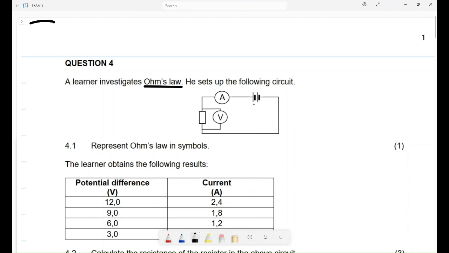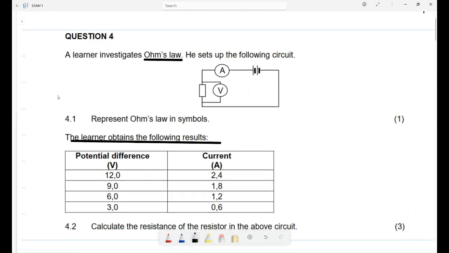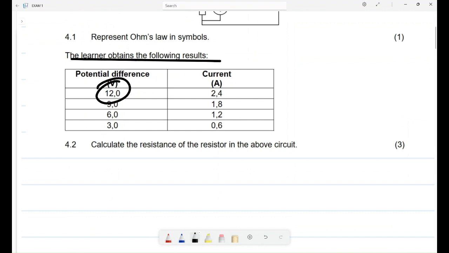Or rather, let's see this. So we have a setup. We have a voltage source. We have a resistor in here. We have an ammeter. Then we have a cell. Now, the learner obtains the following results. If the potential difference is this, the current is that. The voltage is this, the current is that.